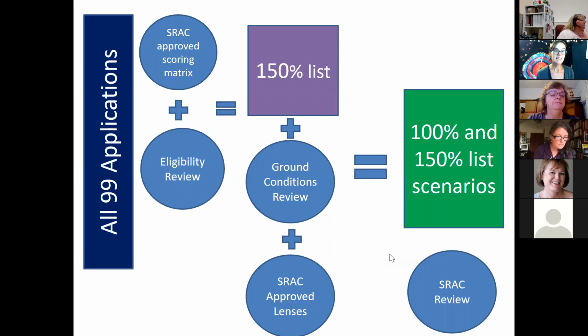So we'll take that 150% list and we'll do a ground conditions review, a desk Google scoping, or actually go out and look at the locations that have been submitted. And then we will put those projects through some lenses that the SRAC came up with during our scoring process, mostly around geographic balance, making sure that communities within MPOs and communities outside of MPOs are both able to compete in our scoring process. And we'll go through in more detail what those lenses are. Then we will take those scenarios, those lenses, and we'll be able to provide the 100% list and 150% list with a couple of scenarios for the SRAC based on your priorities. And then you will review that on October 20th, and you will be making a decision in that meeting.